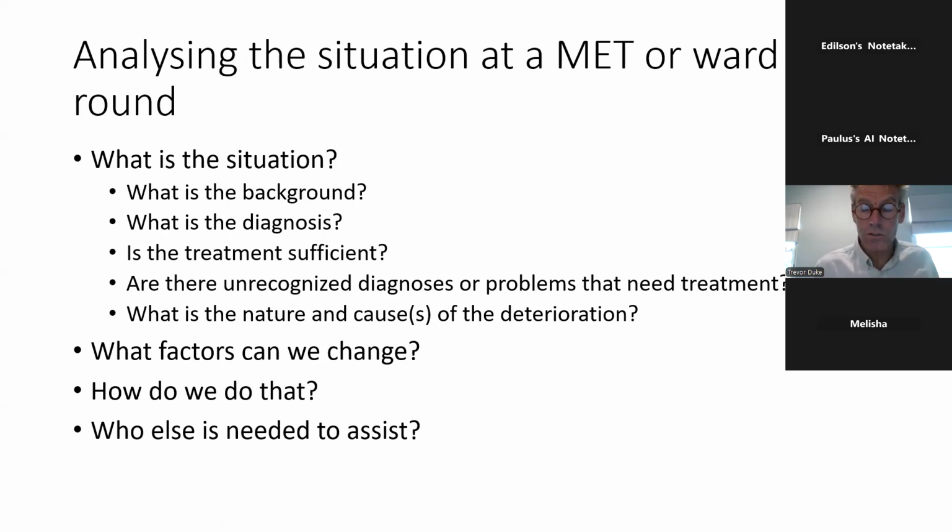These are all the questions that you can ask at a MET call, when you get called to see a seriously ill child or a deteriorating child. What's the nature and causes of the deterioration? And what factors can we change? What things can we change to make this somewhat better? How do we change something that will make the child better? And who else is needed to assist?